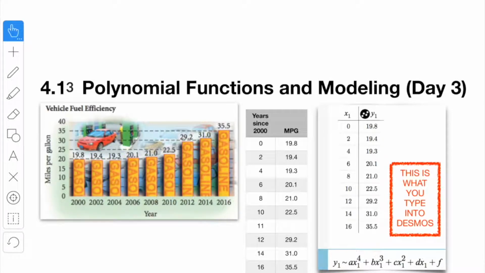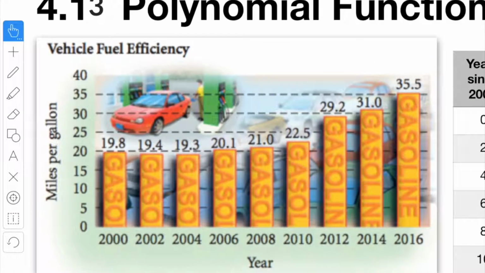Welcome, mathletes, to section 4.13, Polynomial Functions and Modeling. This is our third day in this section, and today is all about the data. So we're going to crunch some numbers. Let's look at vehicle fuel efficiency.